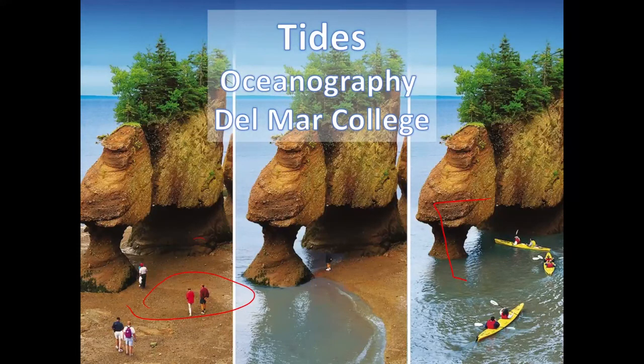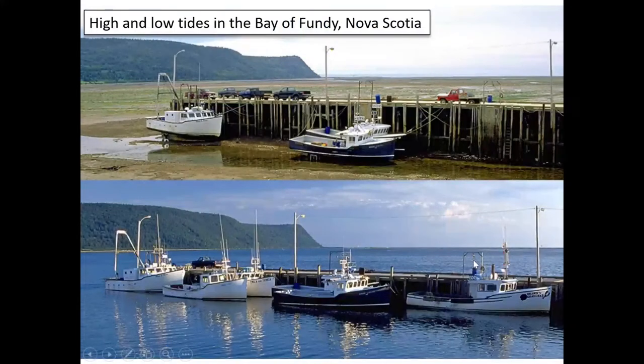They're like, I think 30, no, more than that. More like 50-foot tides. So, really extreme, right? 50-foot tides. So there you go. There's the Bay of Fundy, Nova Scotia during low tide versus high tide. Like I said, very, very extreme tides there. We're going to get into why that is in the next lecture.